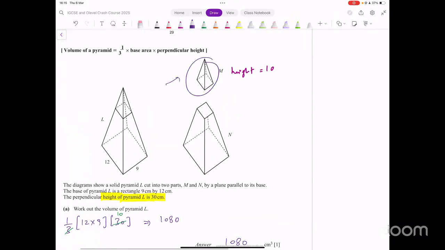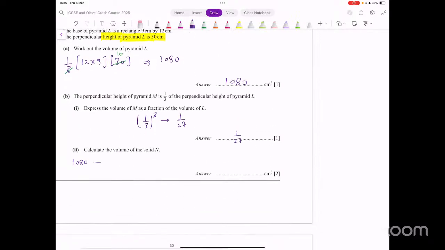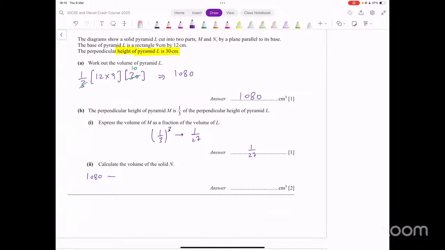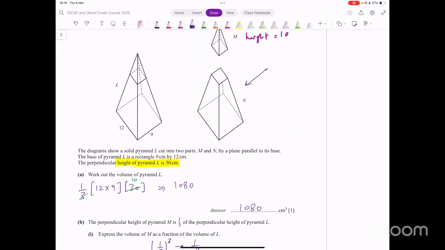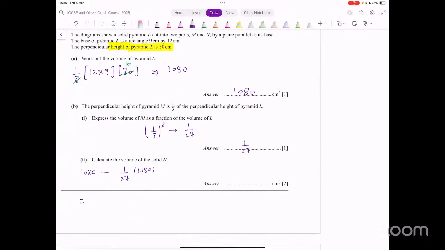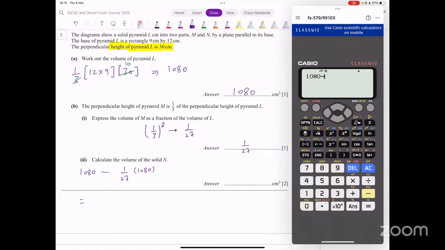That's this pyramid. Now we have already shown in the previous part that the volume of the smaller pyramid is 1/27 of the volume of the bigger pyramid. So what would be the volume of the smaller pyramid? That will be 1/27 of 1080. So you can subtract that number from this, and that will give you the volume of this shape here. You can see what this turns out to be. 1080 minus 1080 divided by 27, and that gives us 1040. That's one way of looking at this.